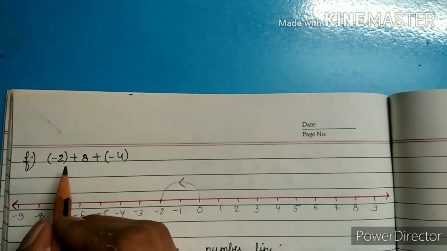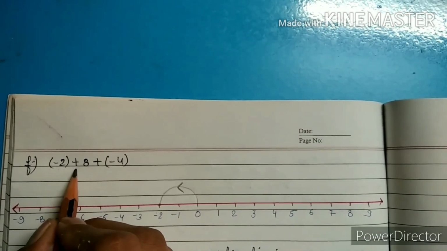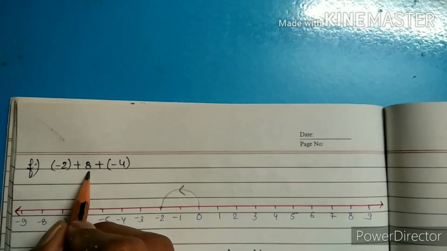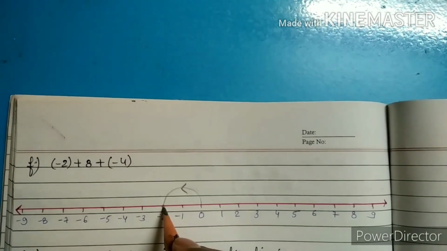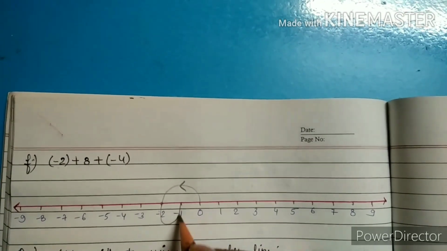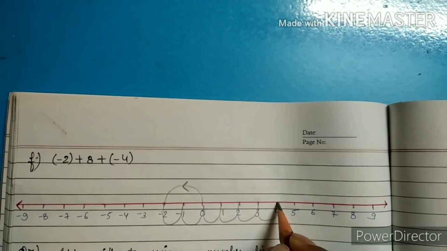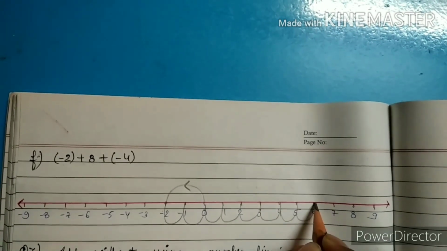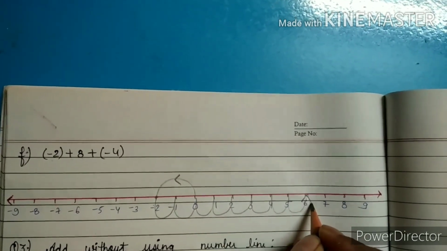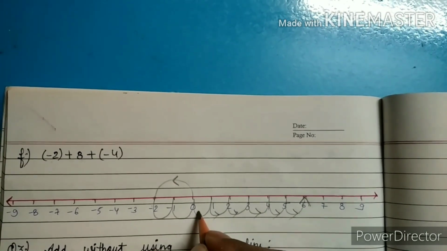Now we have to do plus 8. The plus symbol is here. It means we have to go to the right side. How many steps? 8 steps. So from negative 2 we have to take 8 steps on the right side. So 1, 2, 3, 4, 5, 6, 7, 8. In 8 steps we reach 6. Okay, we go on the right side. That's why here the right handed arrow is here.